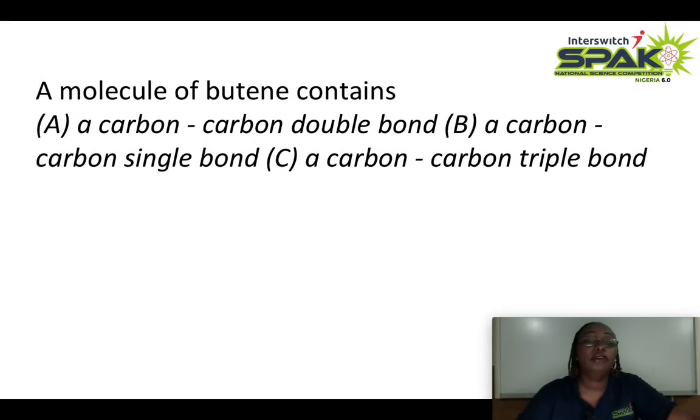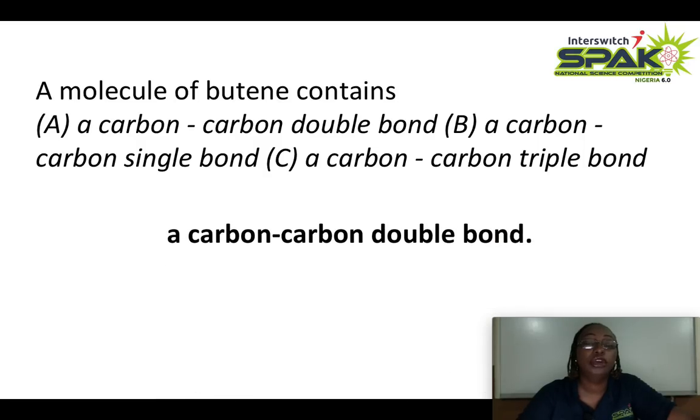A molecule of butene contains: carbon-carbon double bond, carbon-carbon single bond, carbon-carbon triple bond. So the answer is carbon-carbon double bond. A molecule of butene, because of the presence of a double bond, ends with ENE. The answer is carbon-carbon double bond.